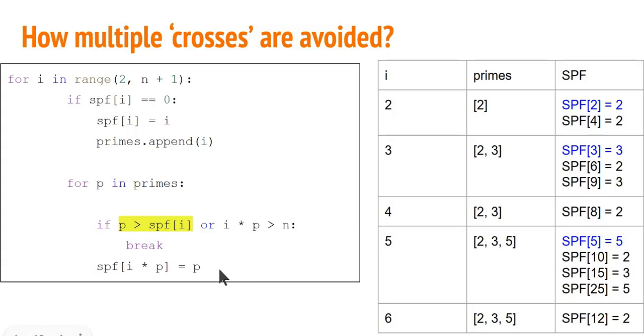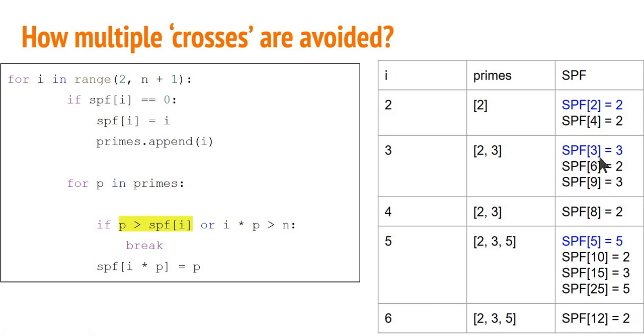Now, next I come to 3. So 3 is also a prime number. That's why SPF of 3 becomes 3. Now again, I look. Now when it comes to 2, this condition is not true. And hence I go and say, well, 2 times 3, which is SPF of 6, is indeed 2. And that is correct. Then I go to 3. SPF of 3 times 3, which is 9, is indeed 3. And that's what happens here.